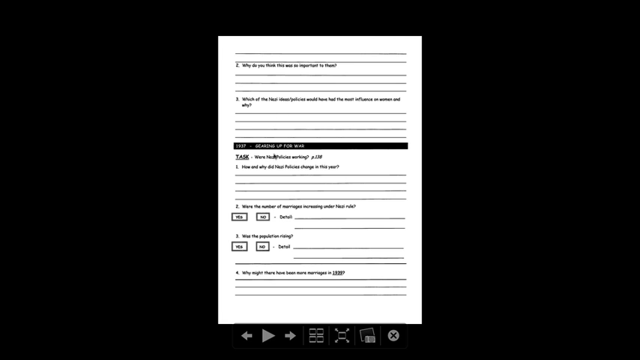Gearing up for war, how did Nazi policies change in 1937? Did the Nazis achieve their aim of increasing the number of marriages? Was the population rising? Again, using page 138, I need students to interpret the information on that page. And finally, number 4, why might there have been more marriages in 1939?